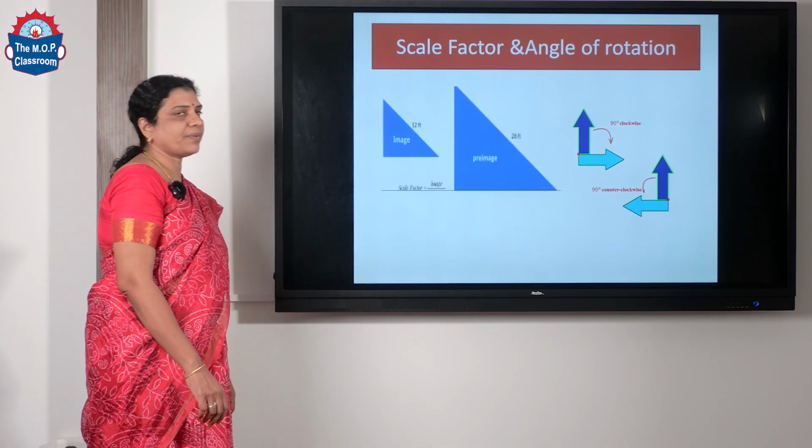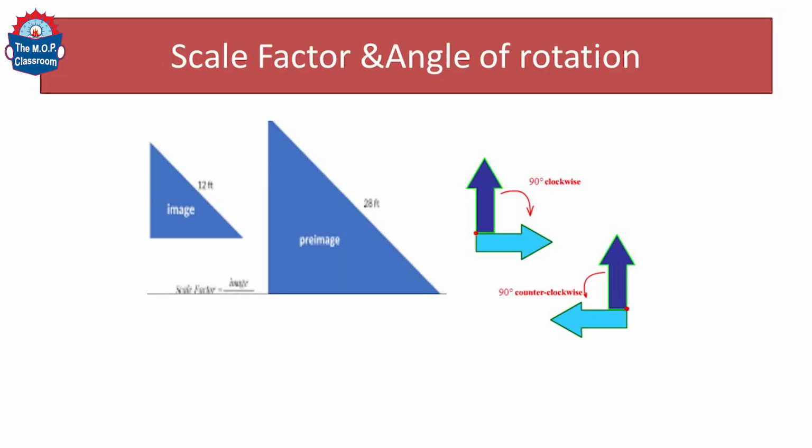Now comes the scale factor and the angle of rotation. Now we see the scale factor, that is the image and pre-image. This is the original picture that is transformed through some transformation through a function. We get the image of the triangle. It can be through an angle of rotation, it can be 90 degrees or 180 degrees. That is called the scale factor and the angle of rotation.